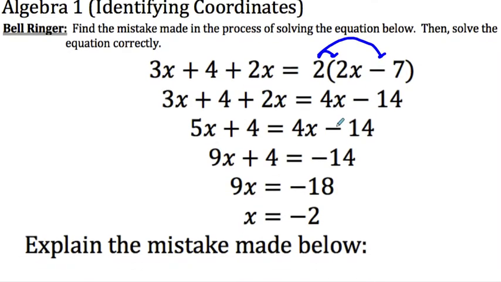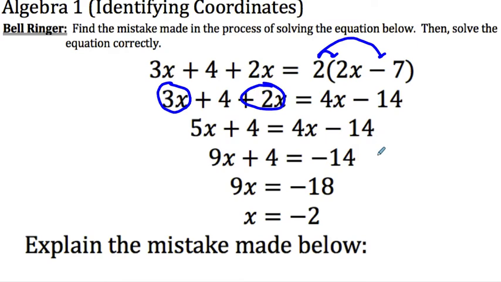Next step, they combined their like terms. They did 3x plus 2x. Did they do that correctly? 3x plus 2x is 5x, so yes, they did. Bring down the plus 4 equals 4x minus 14. Next step, you can see here there's no 4x on this side, so they moved the 4x over. Did they do that correctly?